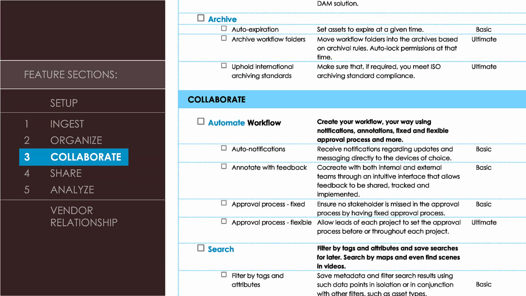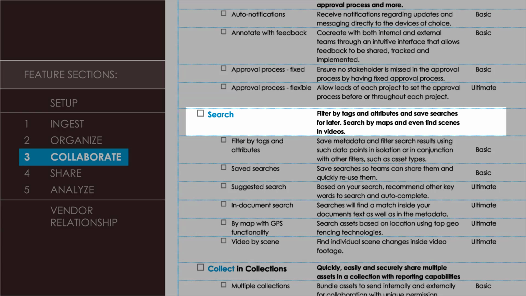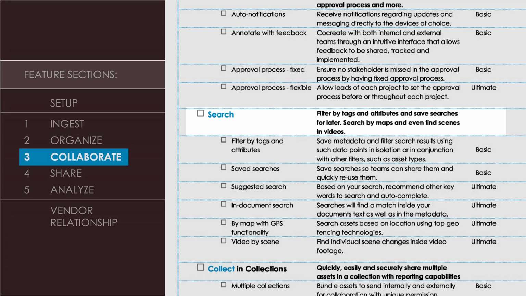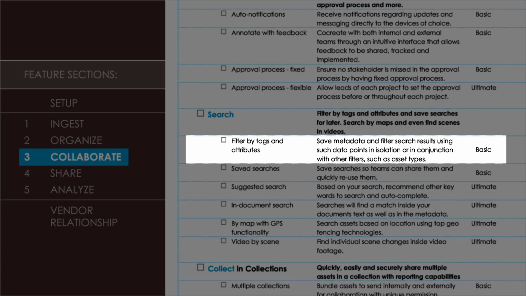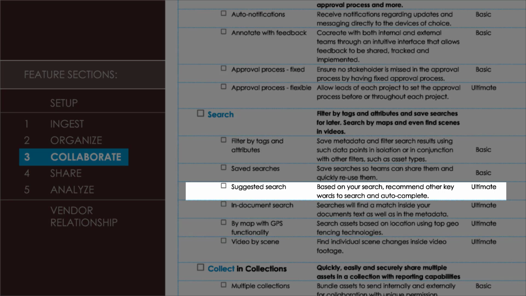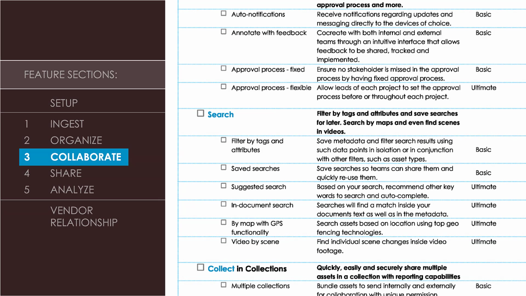Absolutely. And that really leads us to collaboration, which is actually finding what you're searching for, and that whole seek and you shall find. Sometimes that's easier said than done. Absolutely. And I think, in this case, look for a basic DAM to have saved searches, the ability to filter by tags and attributes. Now, another level up would be suggested searches, auto completion, or even choosing what specific fields you want to show up in a quick search versus an extended search.